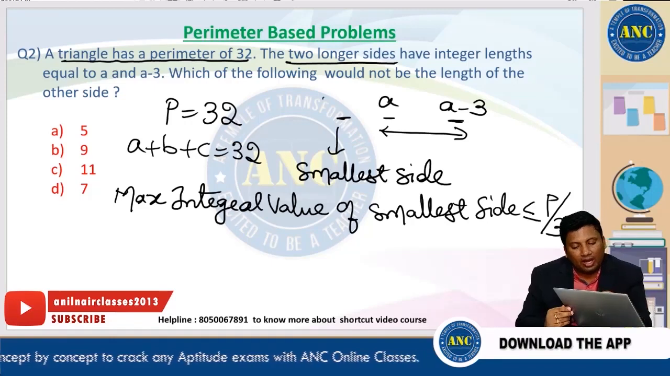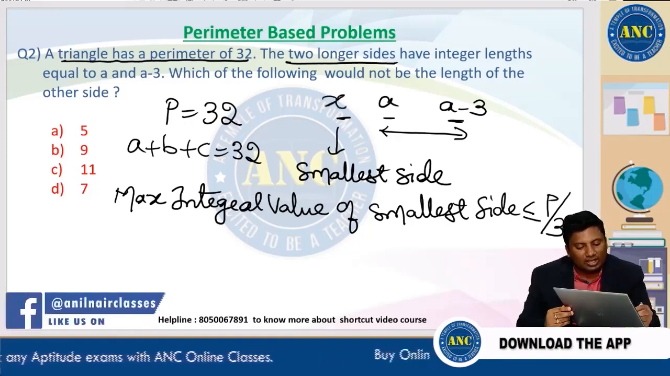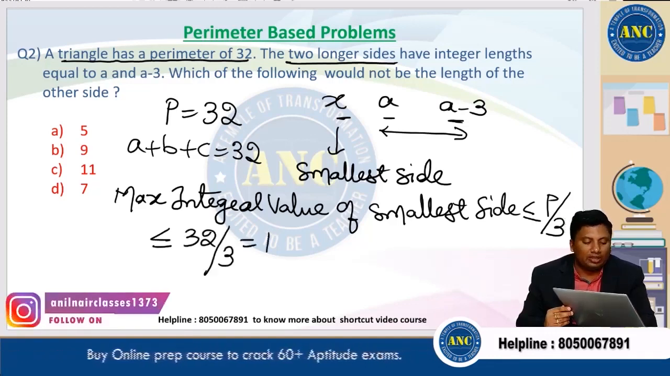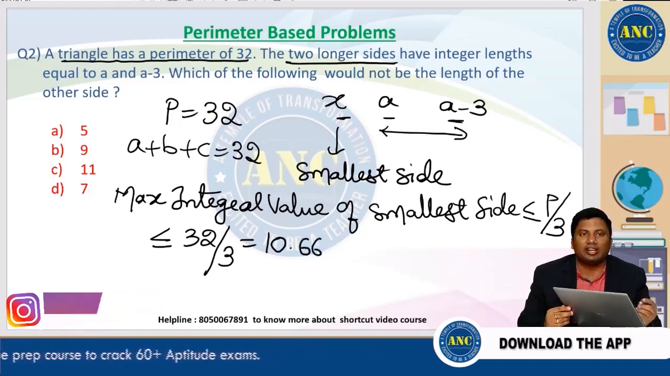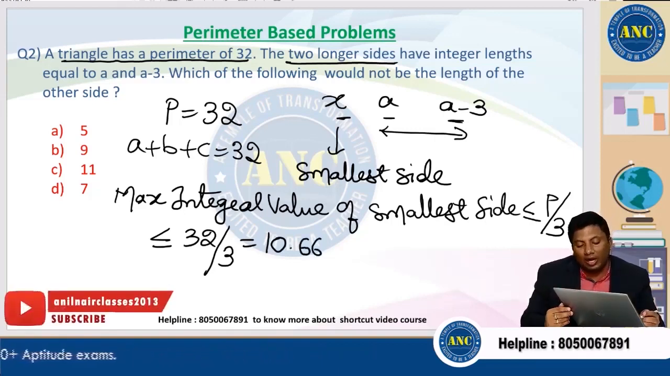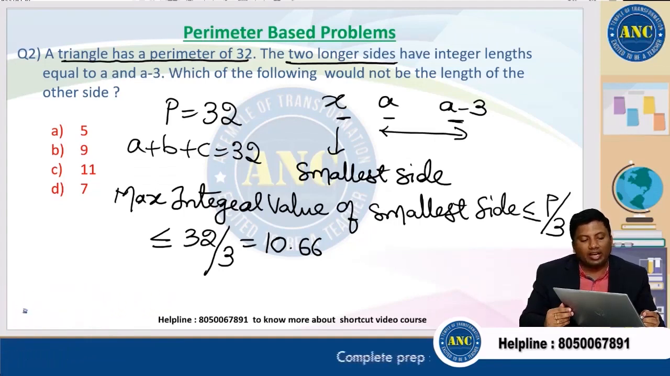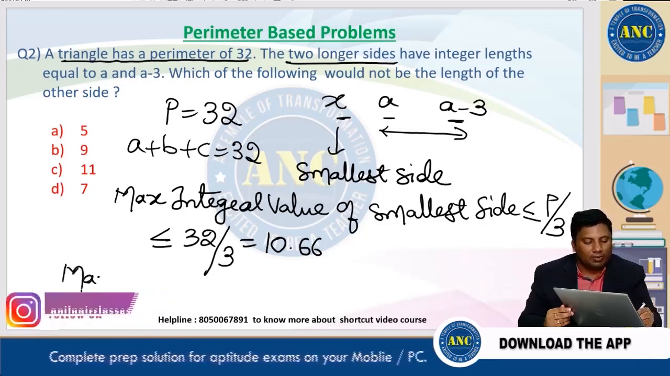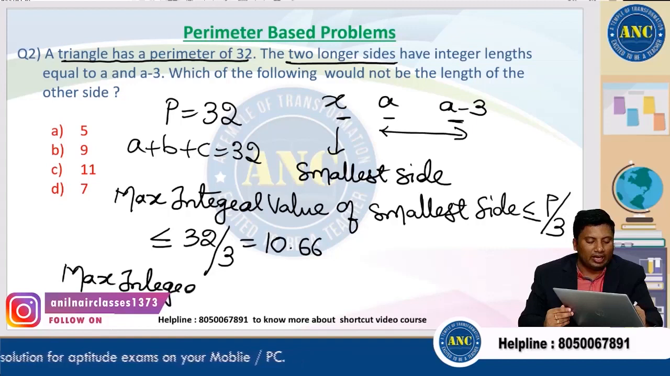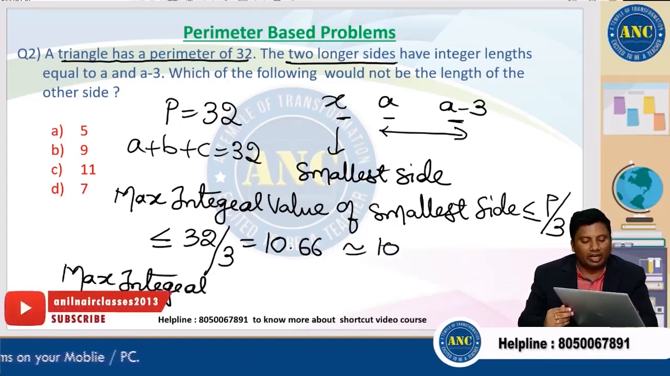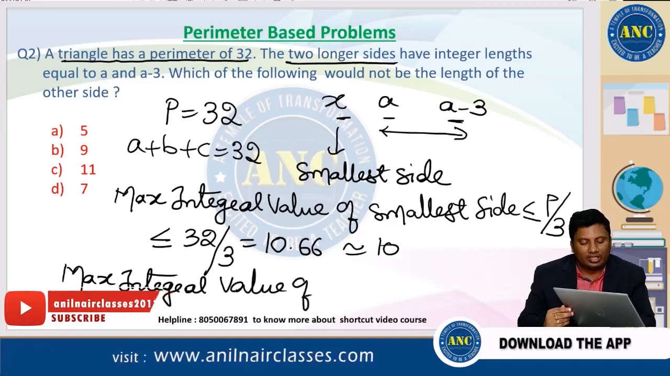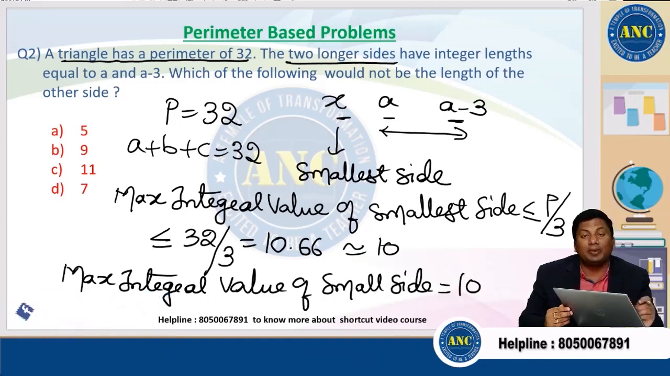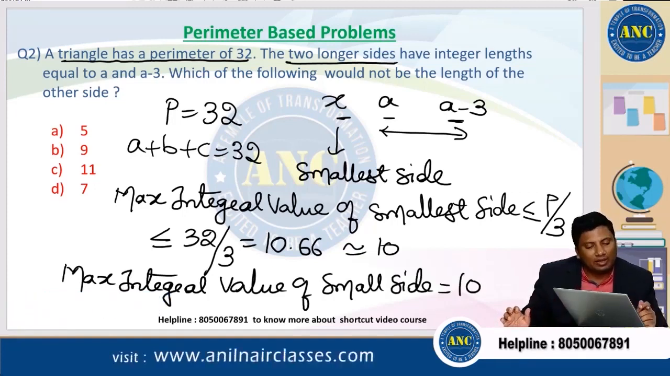That means, let me call it x. X is the smallest side. So this will become less than or equivalent to 32 by 3. 32 by 3 is nothing but 10.66 and so on. That means what should be the smallest side's maximum integral value? The maximum integral value of a smallest side should always be less than or equivalent to 10.